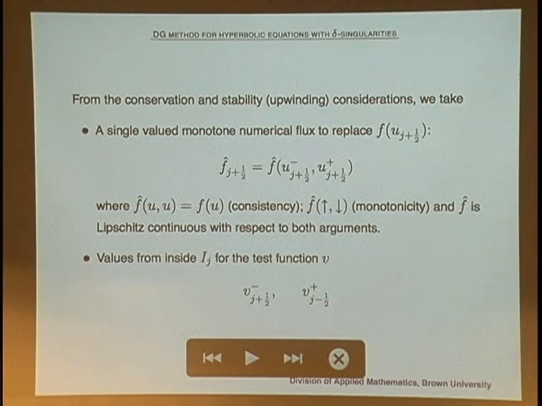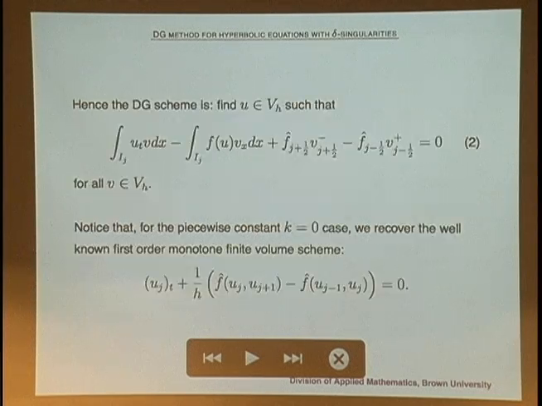The test function v, on the other hand, is simply treated as taking the values from inside the cell I_j. So on the right, you take it from the left. On the left, you take it from the right. So when you do this, equality 1 becomes equality 2. In other words, you want to find the function u in this finite element space V_h such that this equality holds for every test function v in the same finite element space.